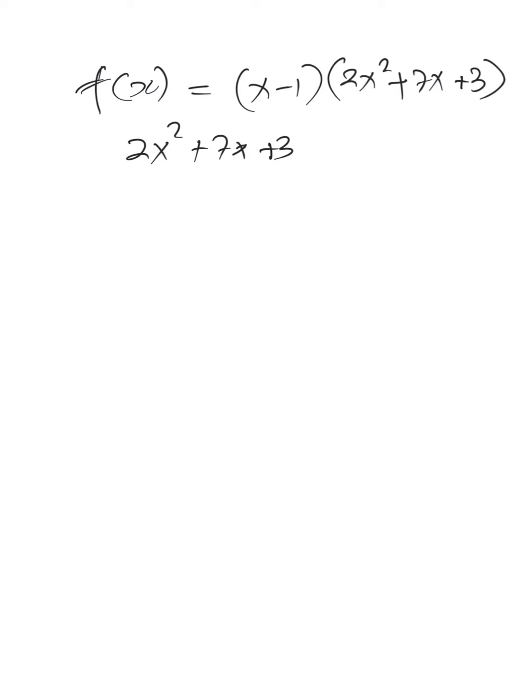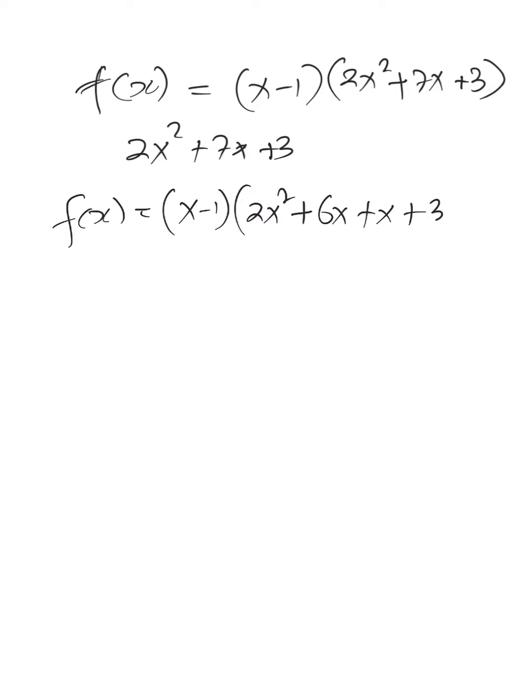I had made a mistake. The product is 6 and the sum is 7. I think when we look at 6 and 1, those two multiply to 6 and their sum is 7. So I can go ahead and say f of x is equal to x minus 1 into 2x squared plus 6x plus x plus 3.